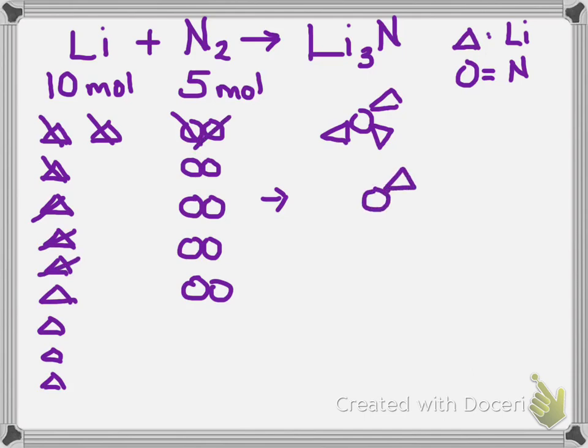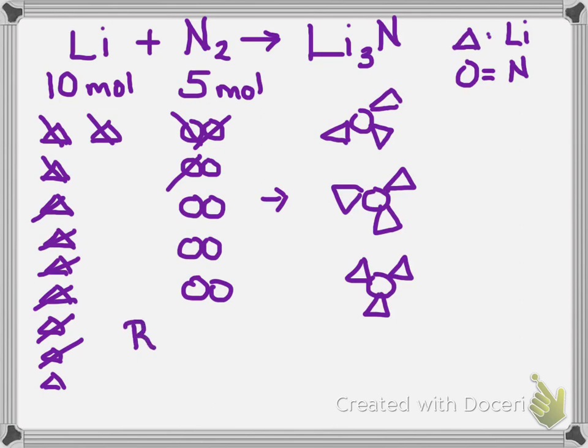It would look like this. I still have stuff left, so I'm going to do 1, 2, 3 more lithium and 1 more nitrogen. Okay, and now I can't make any more lithium nitrides, Li3N, because if you look, I don't have enough of one of the reactants. The reactant that I don't have enough of is lithium. So what that means is I run out of lithium.